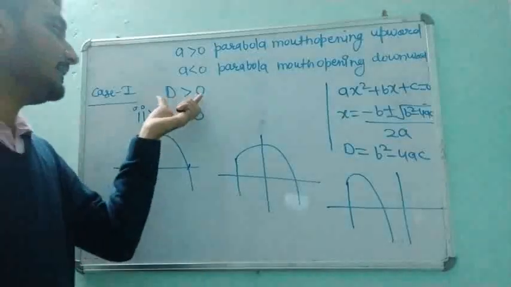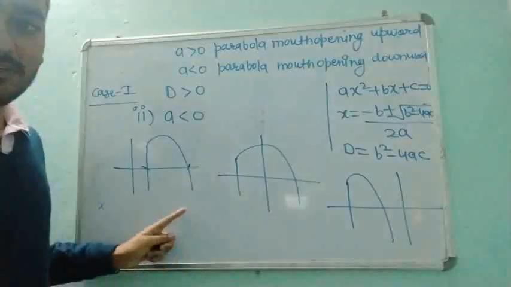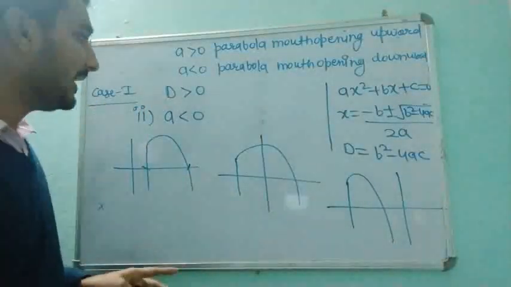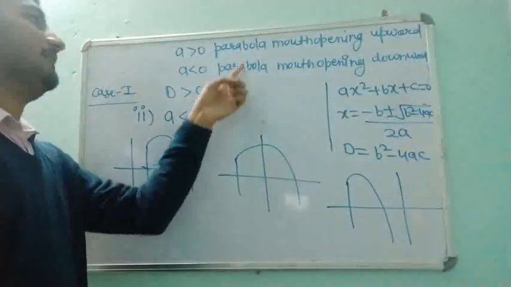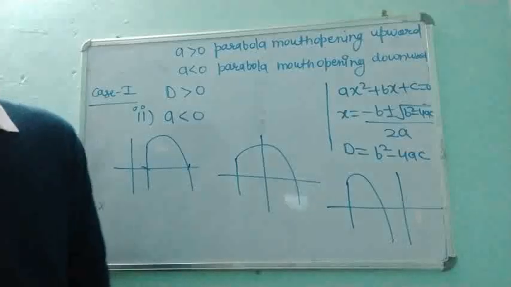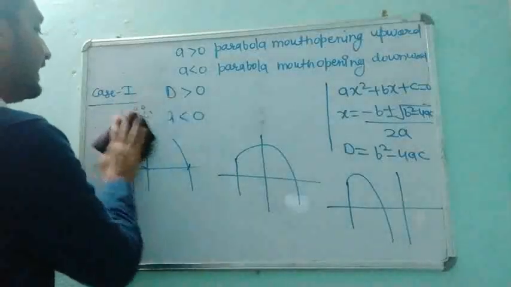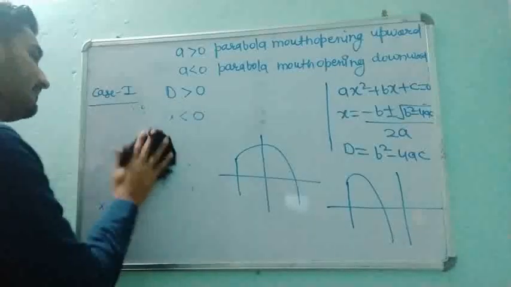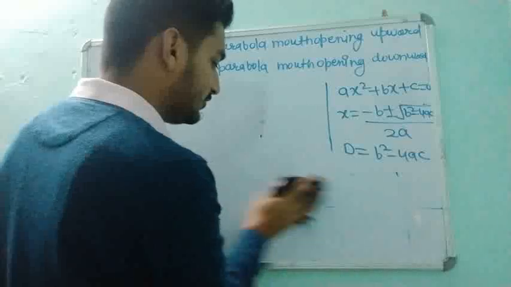If D greater than 0, it means the graph of such a quadratic equation cuts the x-axis at 2 points, and a greater than 0 or a less than 0 suggests that the parabola's mouth is opening upward or downward. So this is the first case. Next, the second case, we have D equals 0, meaning the discriminant equals 0.